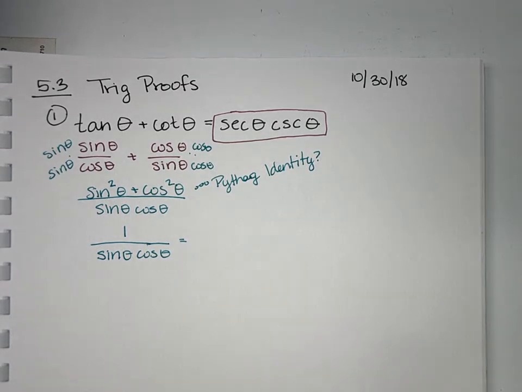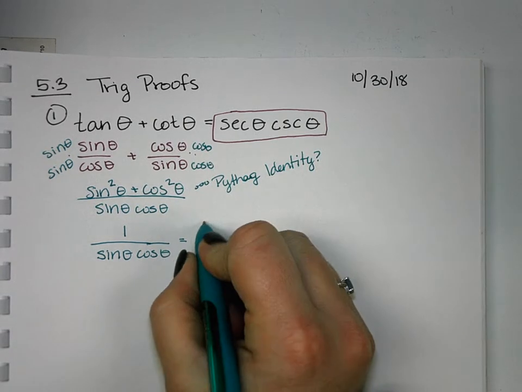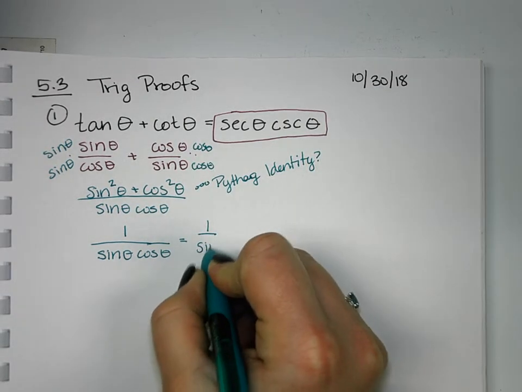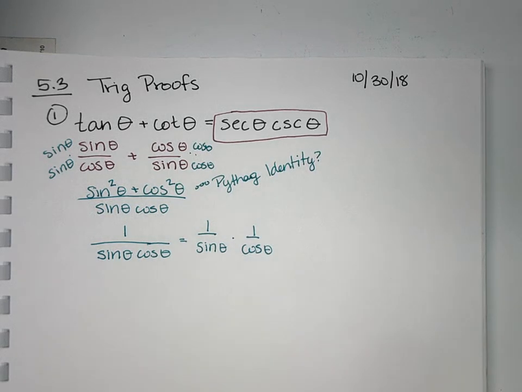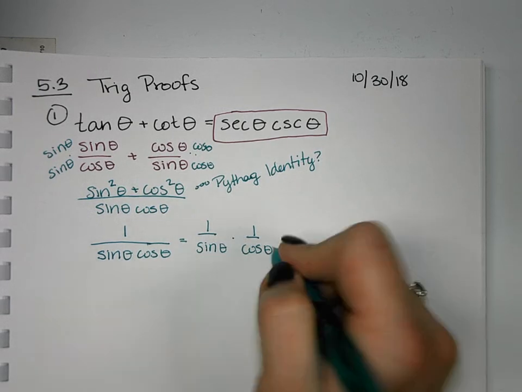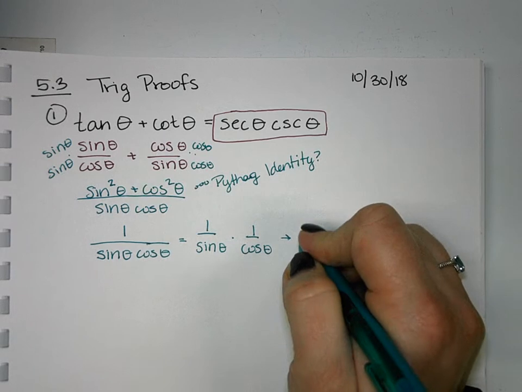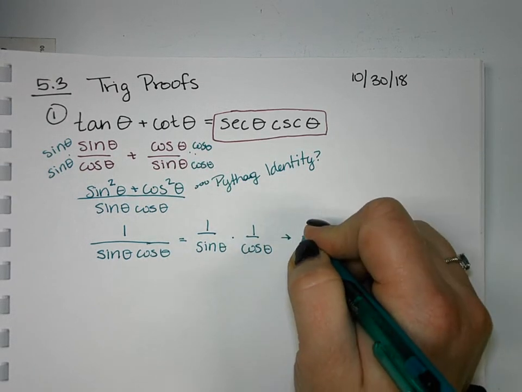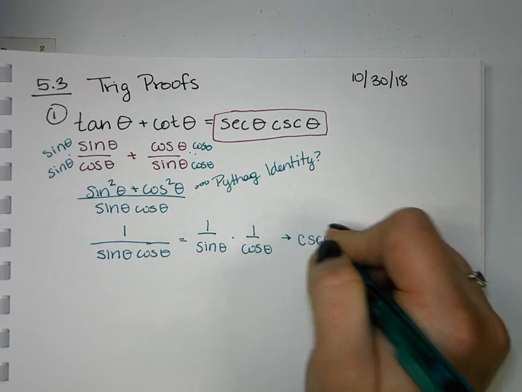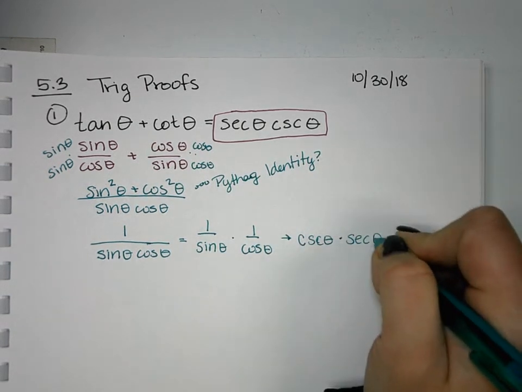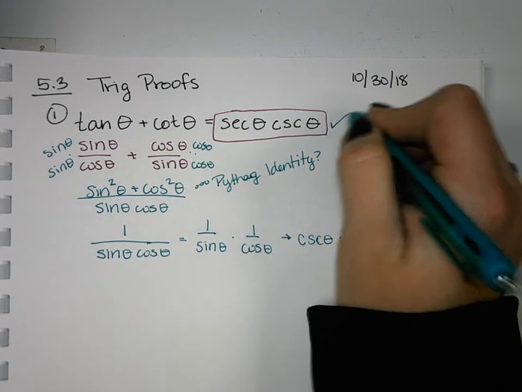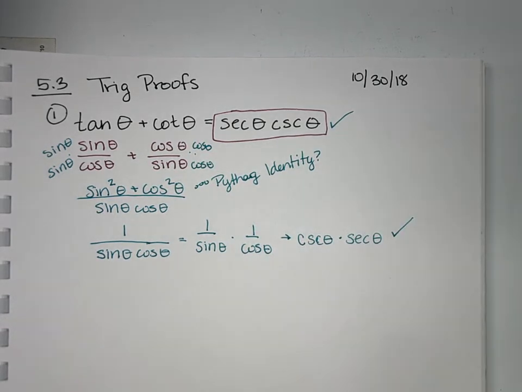Okay, so what can I do now? If I separate this into 1 over sine theta times 1 over cosine theta, so just separate the multiplication into 2, and then do reciprocal identities. The reciprocal of sine is cosecant theta times the reciprocal of cosine, which is secant theta. Isn't that exactly what I was trying to match? And that's when you know you're done.